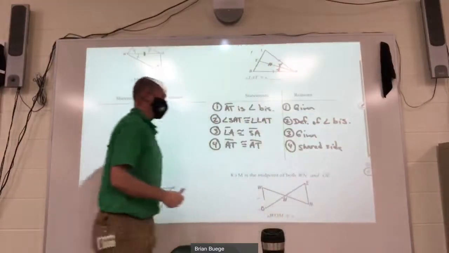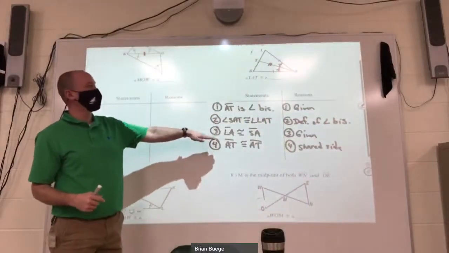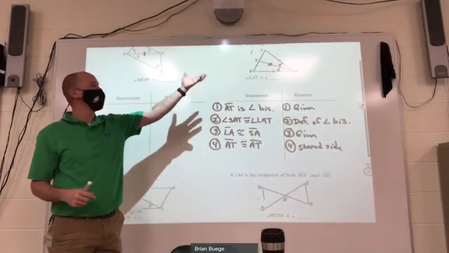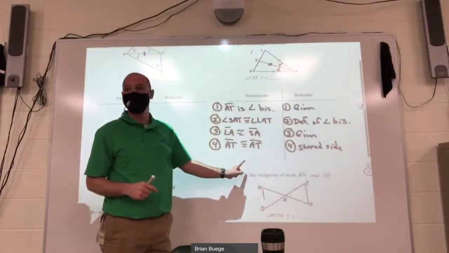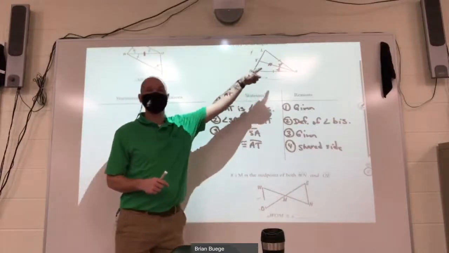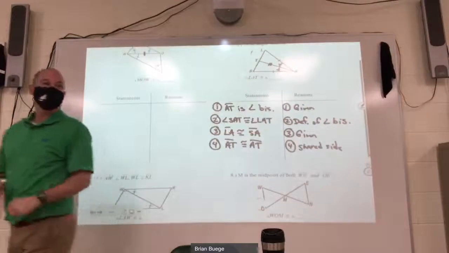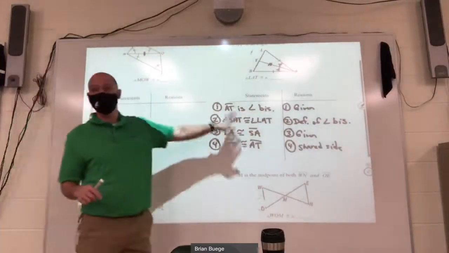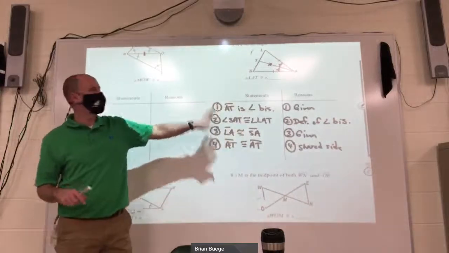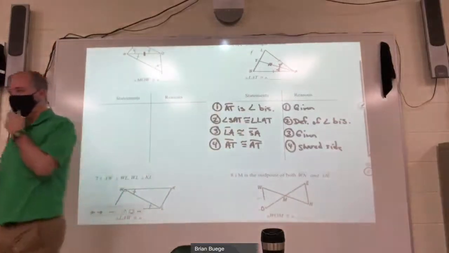And finally, now we get to the point where I have a conclusion. I've got enough information in that picture that I now know that the triangles are congruent because of side angle side congruence. Okay? And again, that's not the only way I could have done this. So you might have done it differently and also got it right. This is just the way that I decided to go about it. Okay.